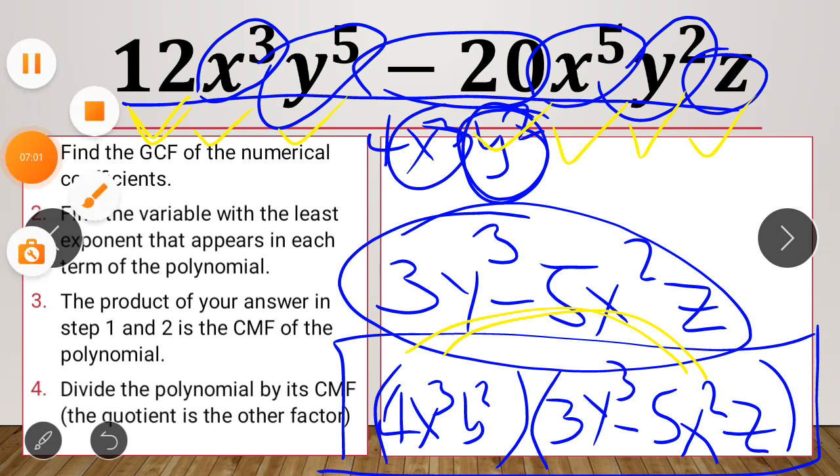Okay, so that's it for finding the factors of a polynomial with common monomial factors.